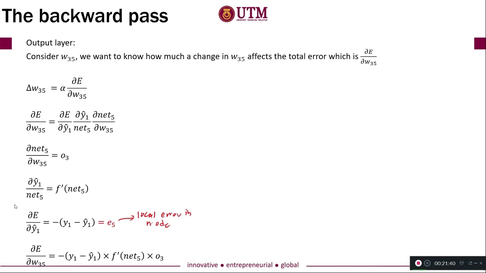Okay, just added that. Assume that E5 is the error happening at node 5. E5 is a local error happening in node 5, which is expressed as the actual Y1 minus the predicted Y1. Okay, and a negative value there.